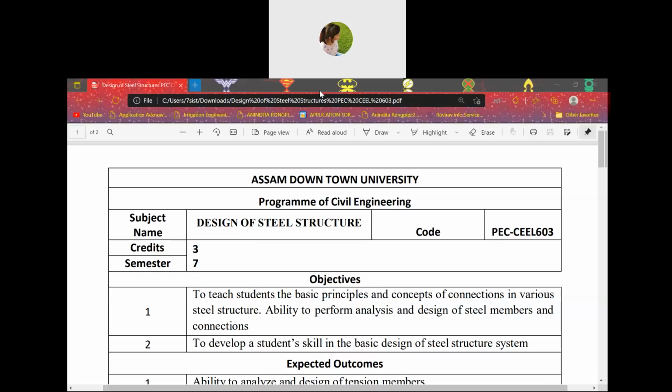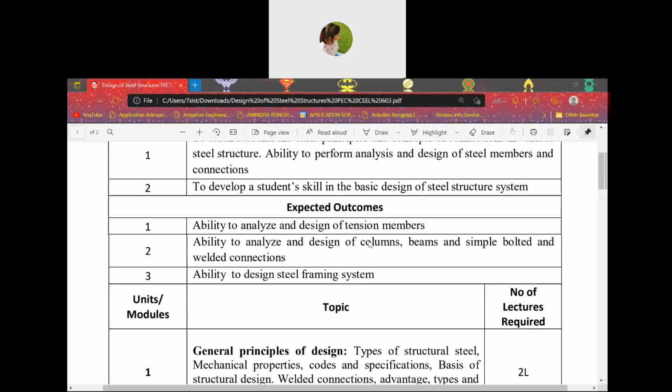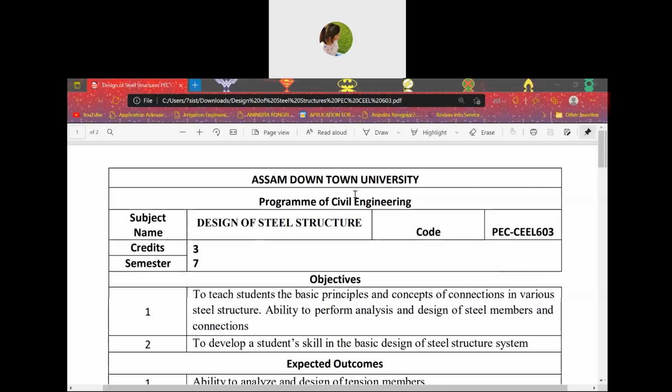Good morning, students. I will be taking your Design of Steel Structures subject. I have shared it with Nabanita ma'am, so she'll take half and I'll take half. Also, today is an introductory class, so today we'll just discuss the syllabus. I think Nabanita ma'am has discussed her part, so I'll continue with mine.